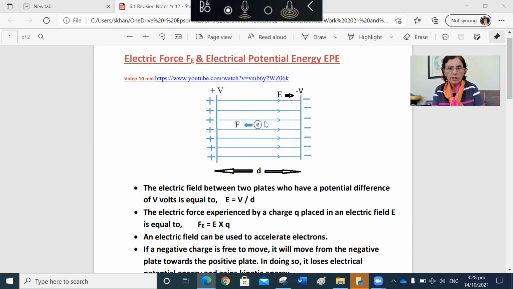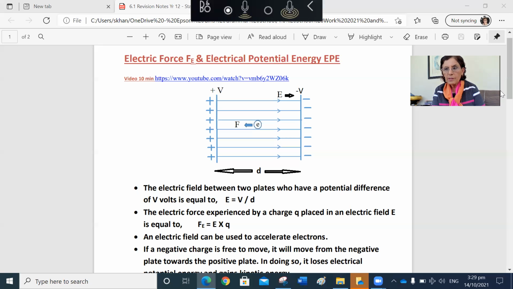Let's say this electron was held at this end near the negative plate. To hold it here, we would have to apply a force, or something would be holding it, otherwise it would move in this direction. So if an electron is stationary here, it has what we call electrical potential energy. As soon as it is released, it will move in this direction, and electrical potential energy will change into kinetic energy. So an electron can be accelerated by using electric fields.